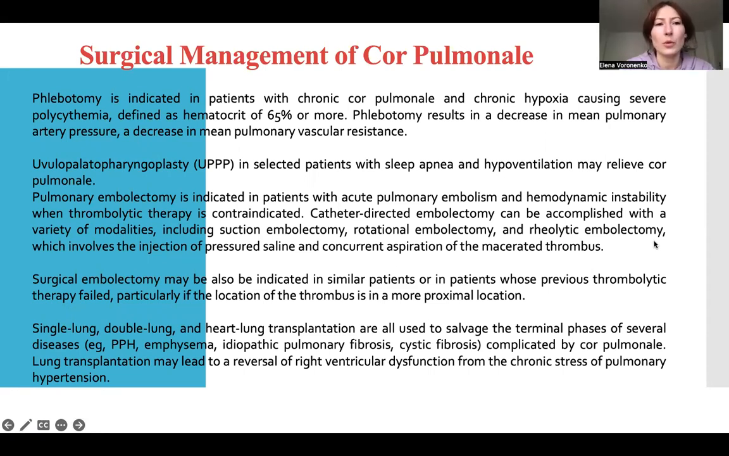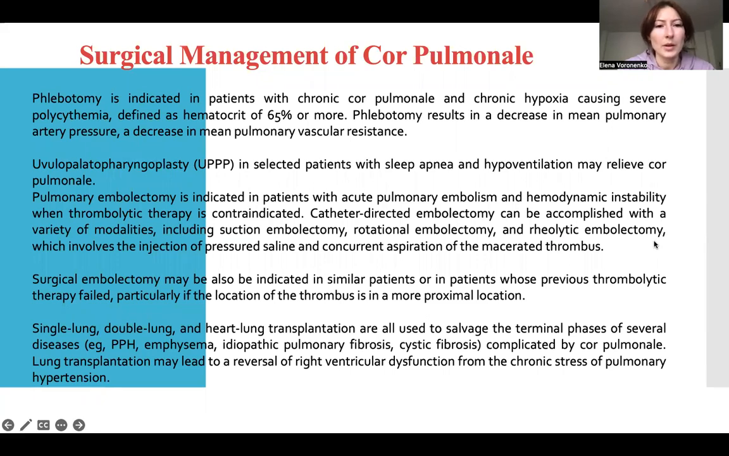Surgical management of Cor Pulmonale. Phlebotomy is indicated in patients with chronic Cor Pulmonale and chronic hypoxia causing severe polycythemia, defined as hematocrit of 65% or more. Phlebotomy results in a decrease in mean pulmonary artery pressure and a decrease in mean pulmonary vascular resistance.